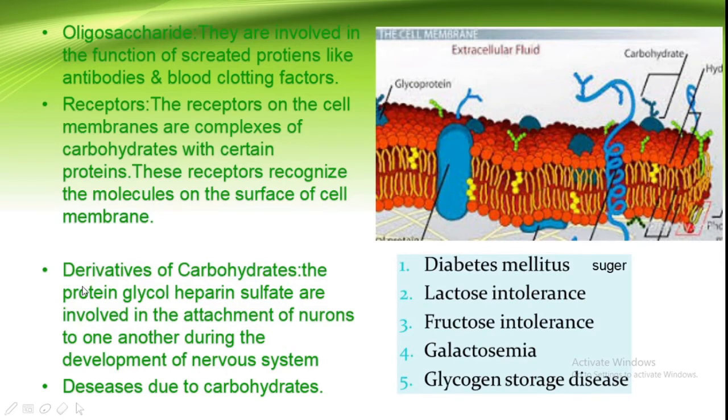Then the derivatives of the carbohydrates, the proteoglycan and the proteoglycan heparan sulfate, are involved in the attachment of the neurons to one another during the development of the nervous system.